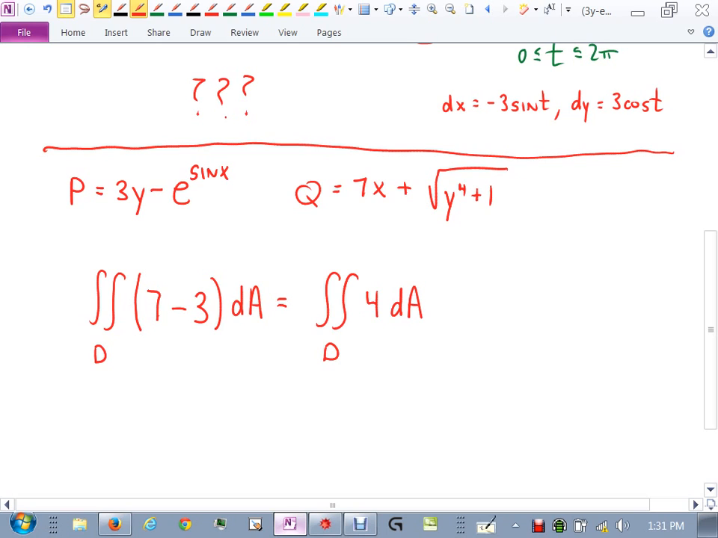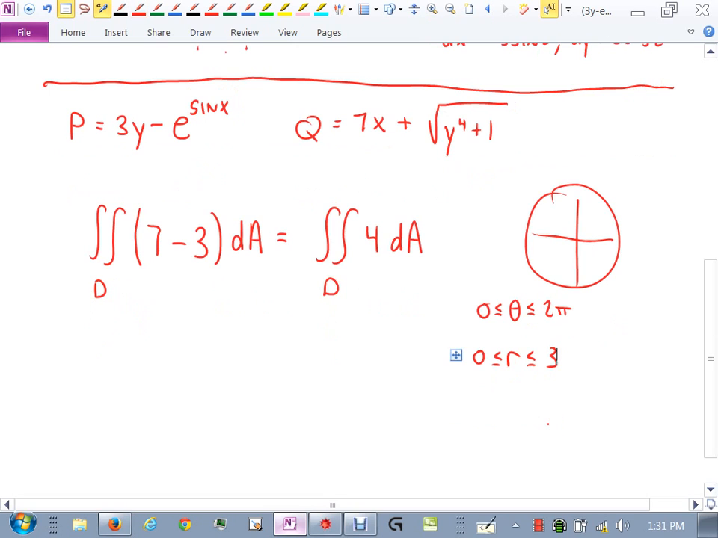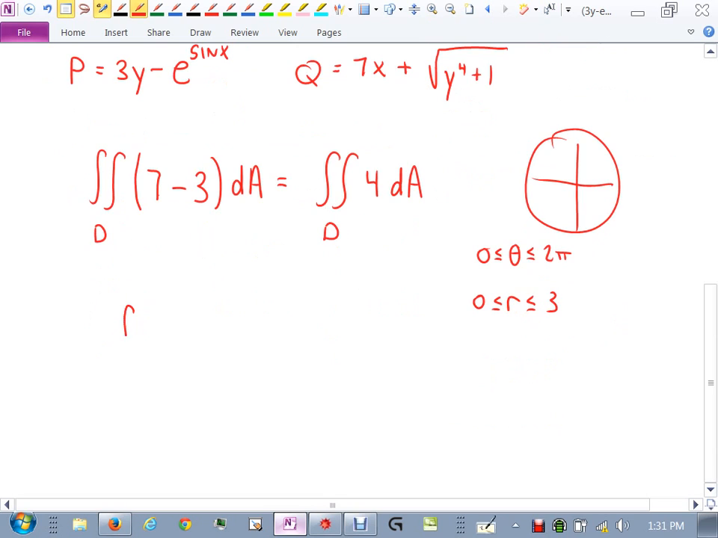All we need to do now is come up with that region. That region is a polar region, isn't it? Theta is between 0 to 2 pi. R is between 0 to 3. So this becomes the double integral 0 to 2 pi, 0 to 3, 4r dr d theta. And I think you would agree that that looks pretty easy, right? I mean, relatively speaking, that's a lot easier to do.